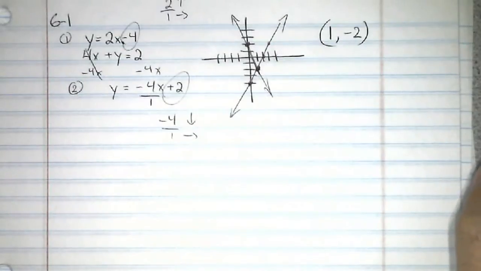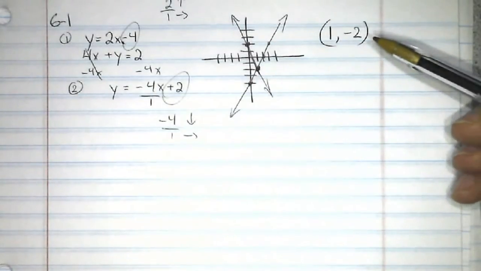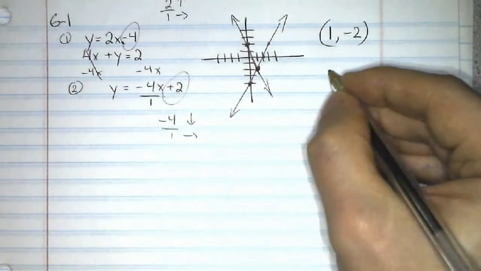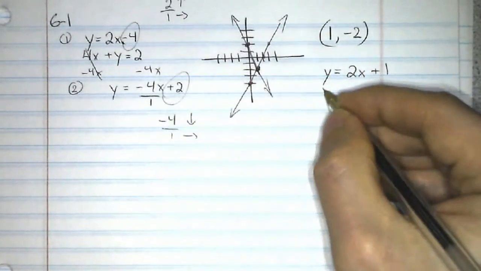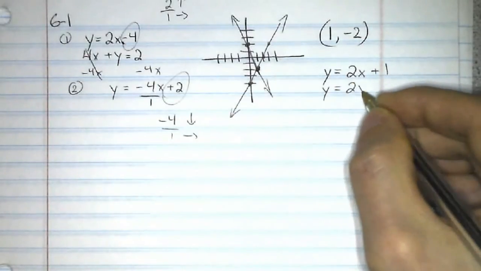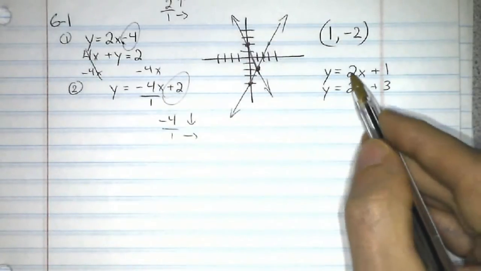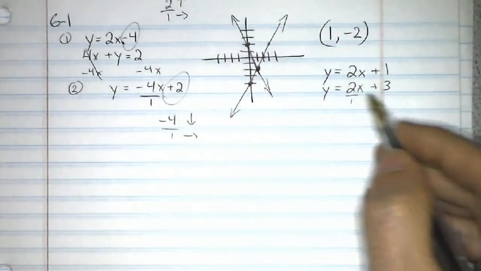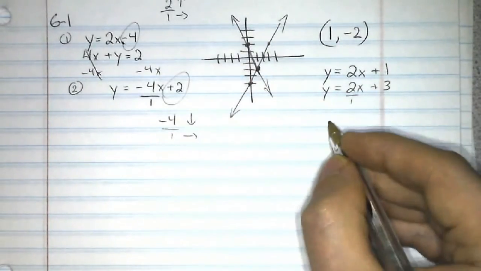Now, something to remember from this section is that if your two equations turn out to have the exact same slope, for example, if I had y equals 2x plus 1 and y equals 2x plus 3. Both of these are going to have the same exact slope, which is 2. As a fraction, it would be 2 over 1. That means 2 up, 1 over. However, both of these have different y-intercepts.